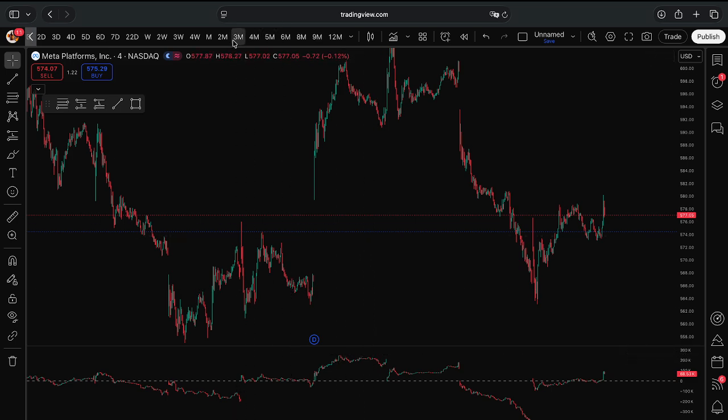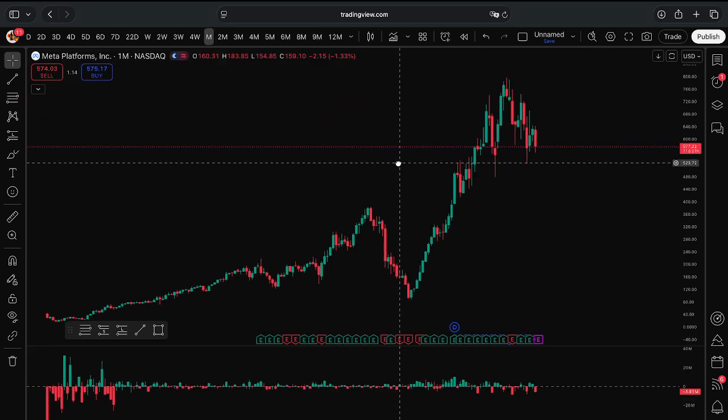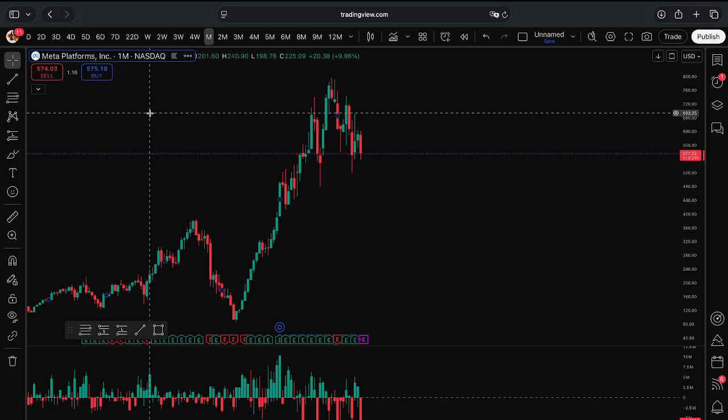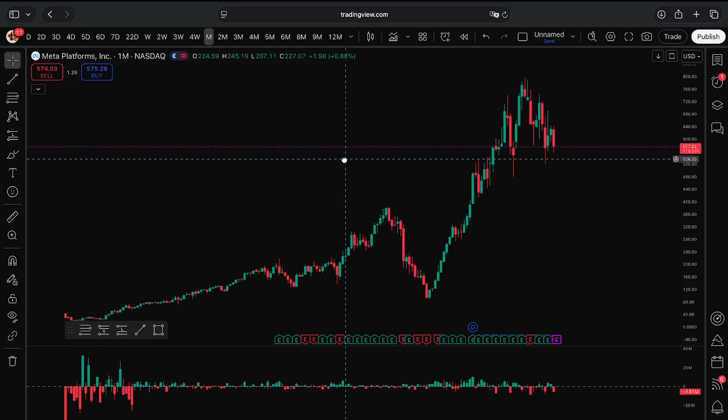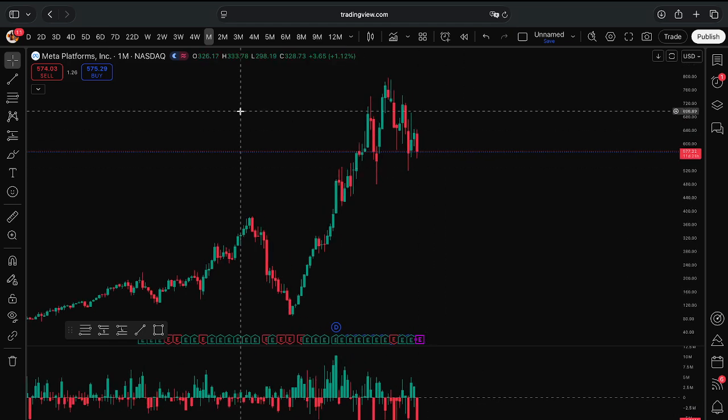Usually when you start an analysis on any stock, or this could also be crypto, whatever, you want to start on a higher time frame. So let's say, for example, on the monthly. And so how do I know where I want to buy some stuff long term?